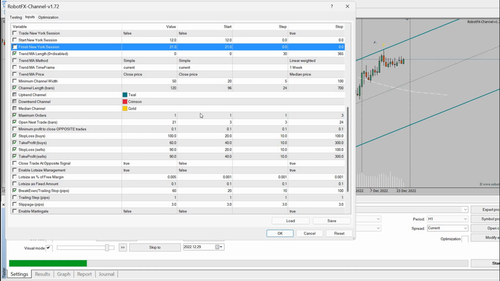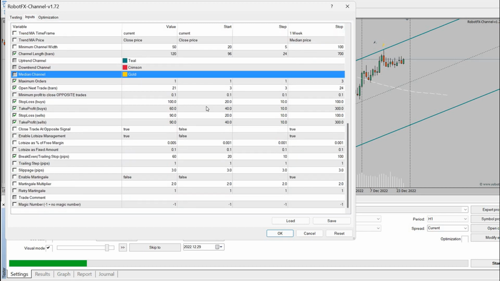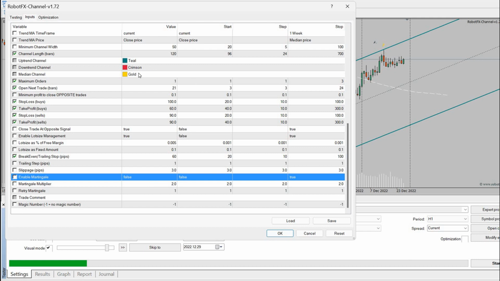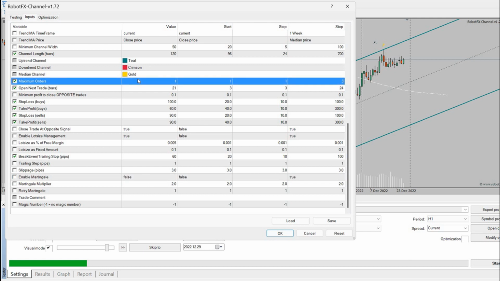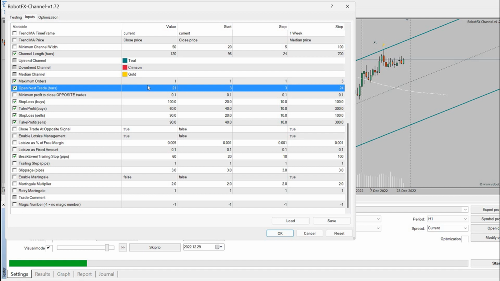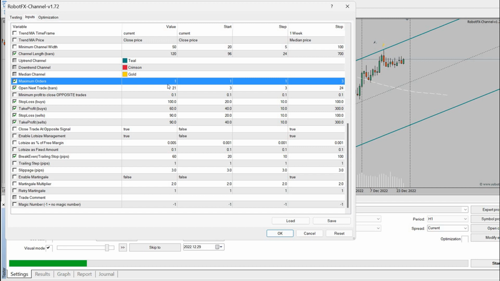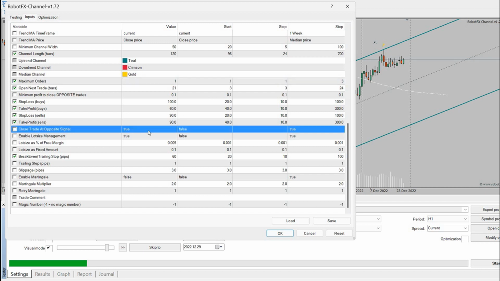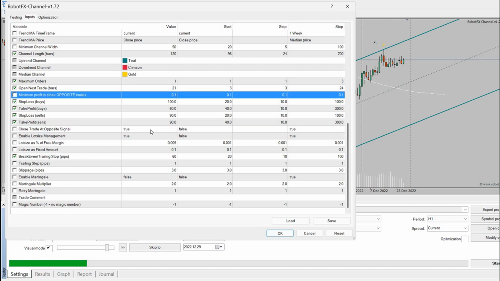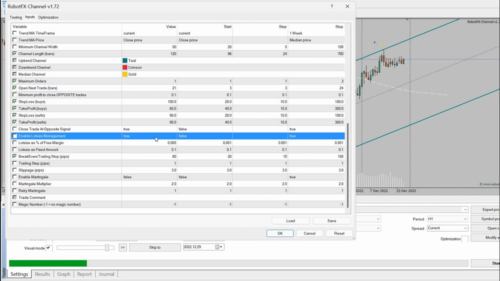So these are the settings. Feel free to pause. Maybe you want to duplicate them, although I suggest you find your own settings when you decide to use this expert advisor to trade. I'm not martingaling. I'm opening only one order at the same time. This is the distance between the open trades, although it is not used because I'm opening only one trade. I do close this trade if there is an opposite signal, and the minimum profit is the same, 10 cents. I'm using the lot size management in this demonstration.